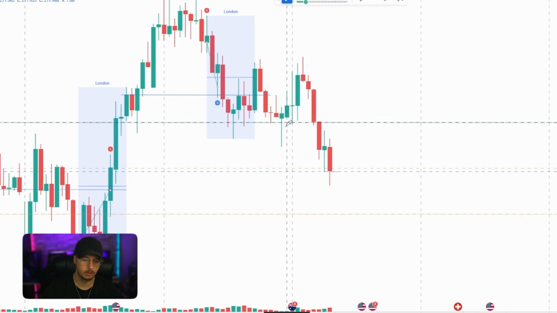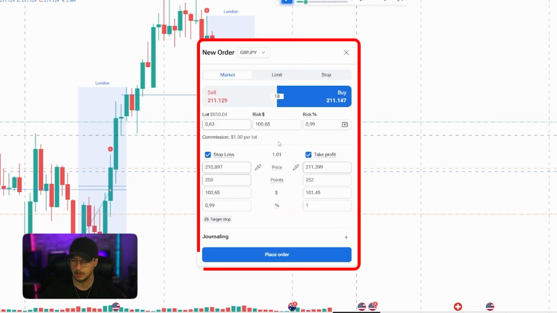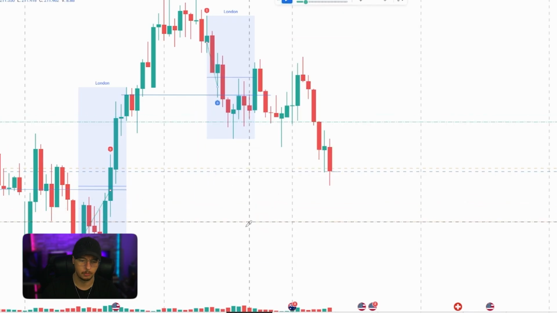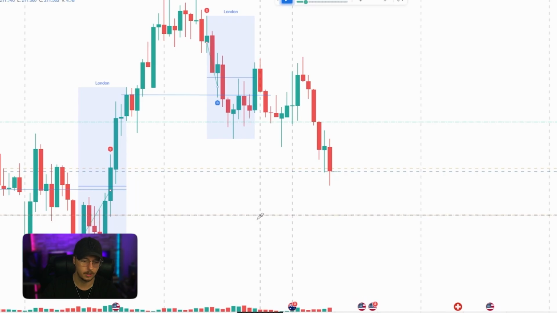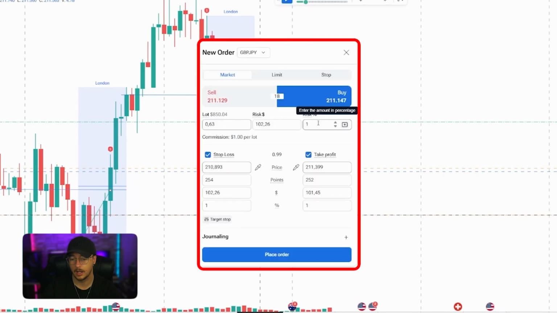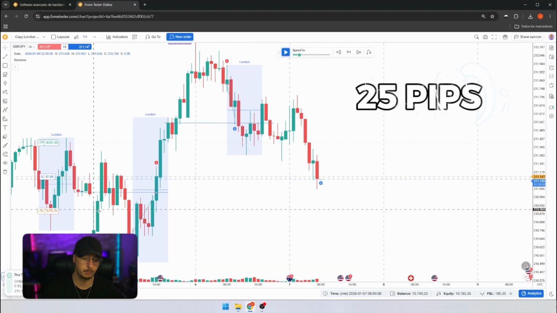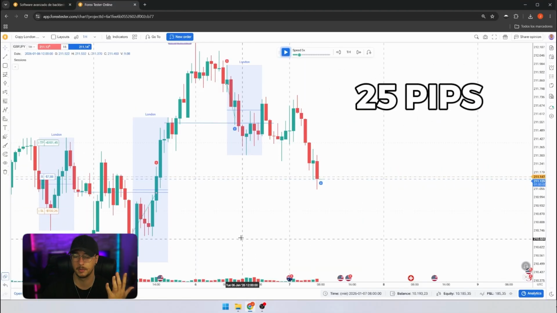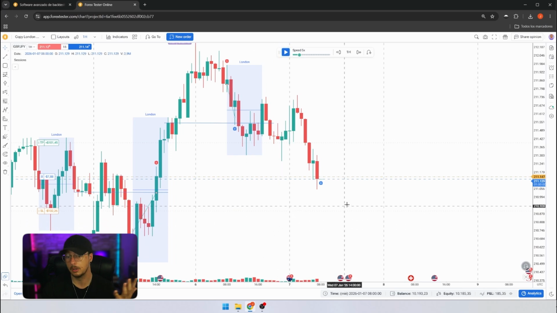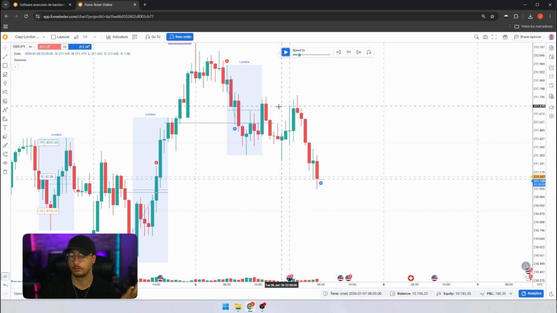So I'll leave it more or less around here, 25 pips. It's more than enough. Place a stop loss just down here at 25 pips, more or less there. And here, like I say, if we place a stop loss too small, in this case it's 25 pips, it's not a really big stop loss for the pound against the yen. But as I say, I don't want the price to come up here as well.